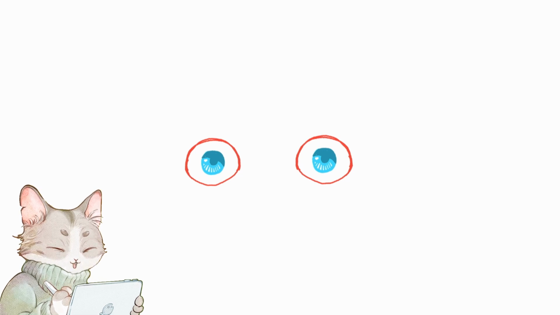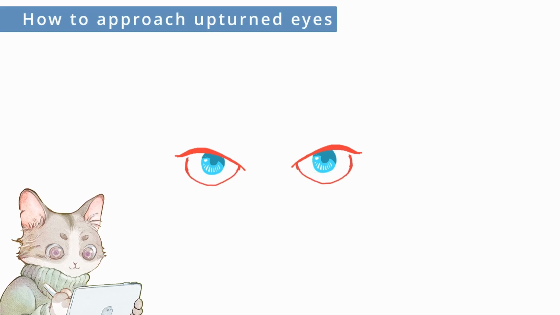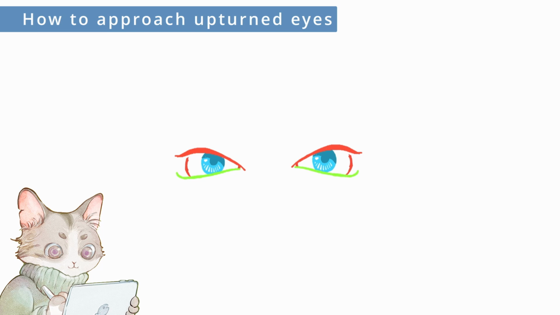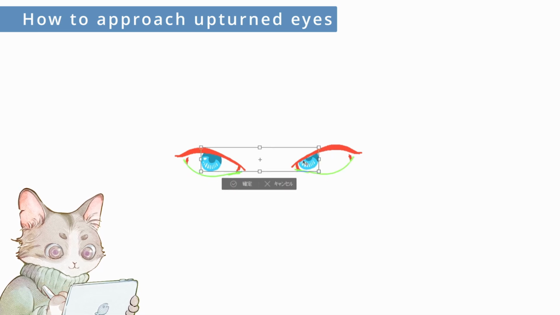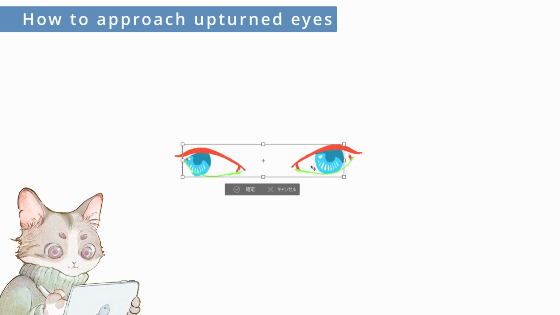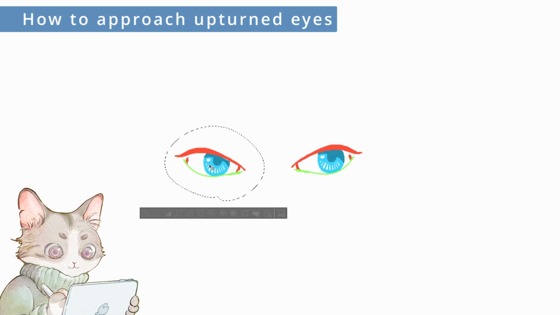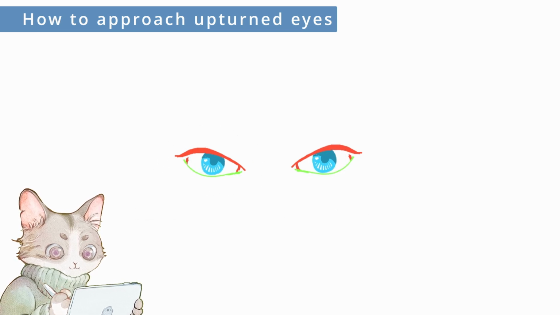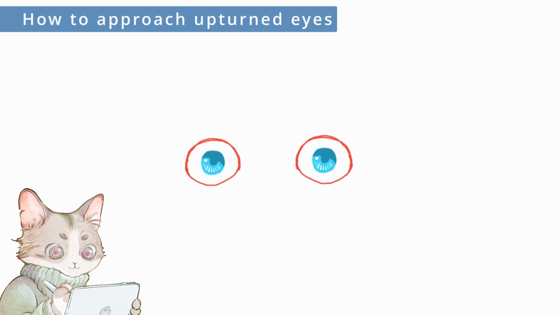For example, let's try drawing an upward tilted eye now. When I draw upward tilted eyes, I focus on the upper eyelid. If you tilt the upper eyelid upward like this, even if the lower eyelid stays as it is, the eye will still look upward tilted. The upper eyelid doesn't even have to be a straight line. You can just lift the corner slightly and it works. As long as the upper eyelid goes up, the lower eyelid doesn't have to follow.